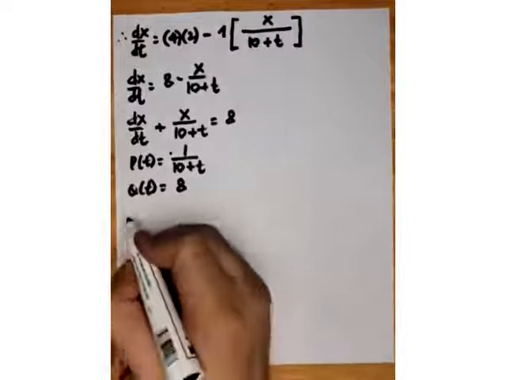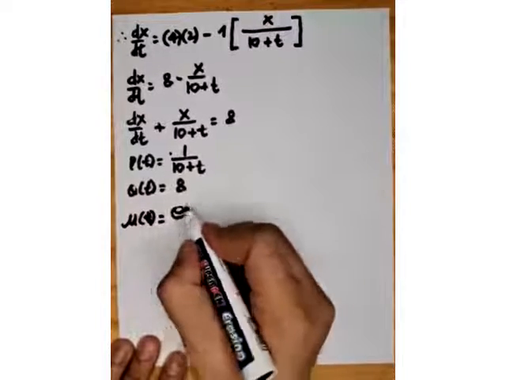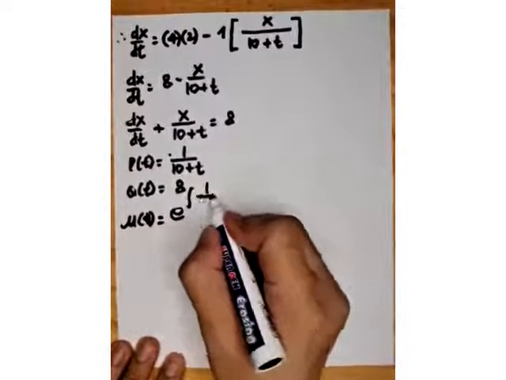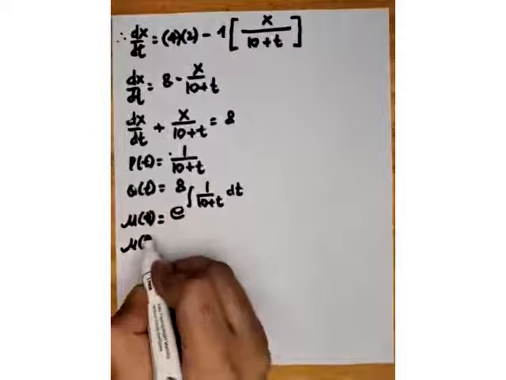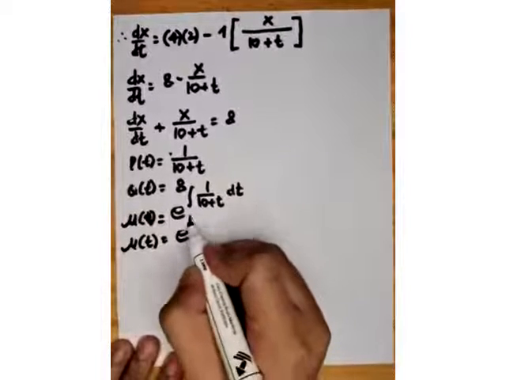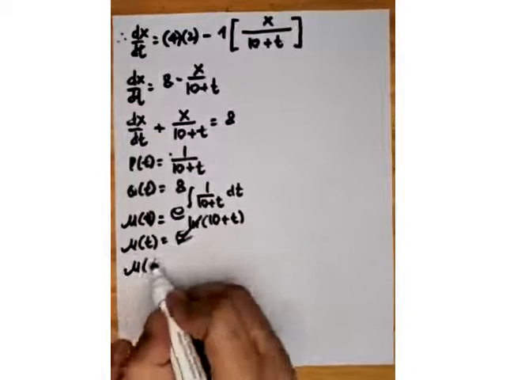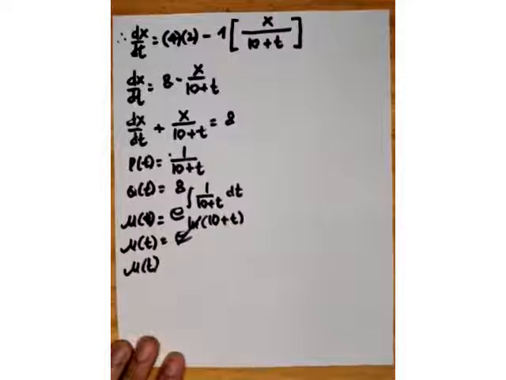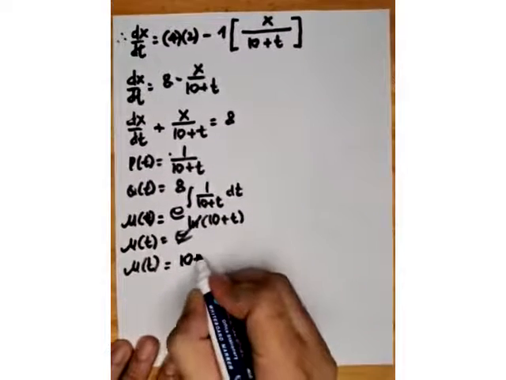Okay, by linear equation, let's get the integrating factor. So mu of t is equal to e raised to the integral of 1 over 10 plus t dt. Ayan. So, paano natin integrate yan? So that's ln. So e raised to ln of 10 plus t. Answer? So the integrating factor is equal to 10 plus t.